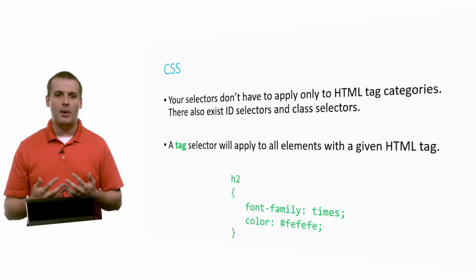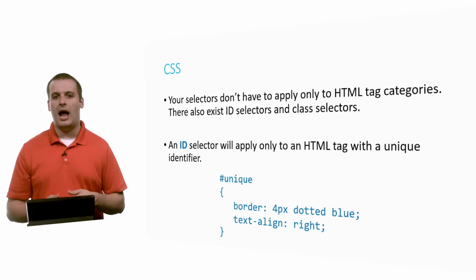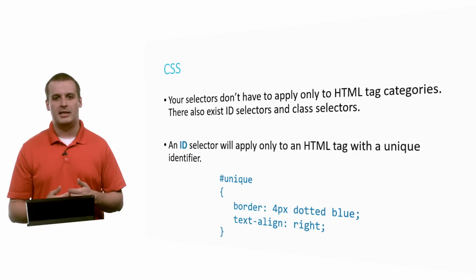We previously saw a body tag selector, and a tag selector does look just like that. You name a tag, and then you define the style sheet for that tag. But you can also do something called an ID selector. An ID selector looks pretty similar, but notice that now I'm not using an HTML tag. I'm using, in this case, #unique.